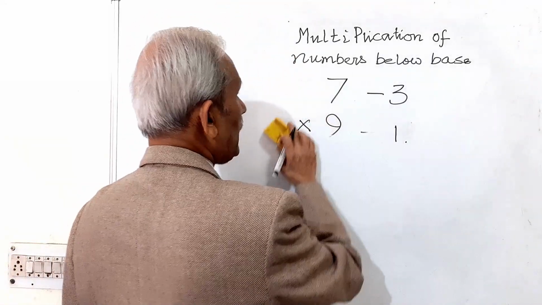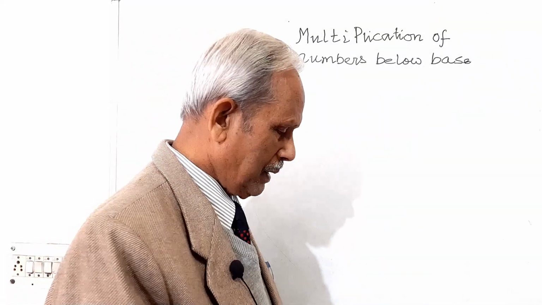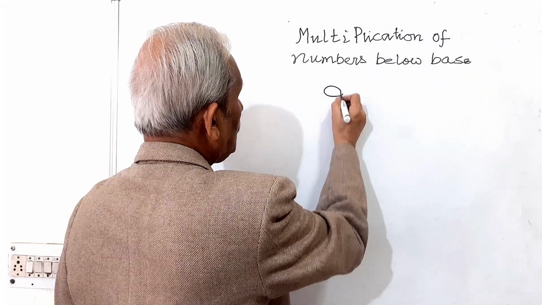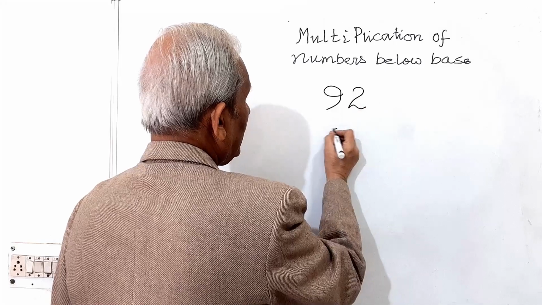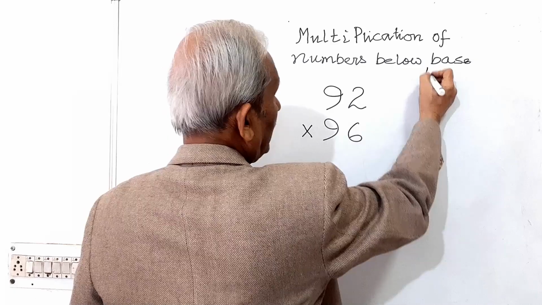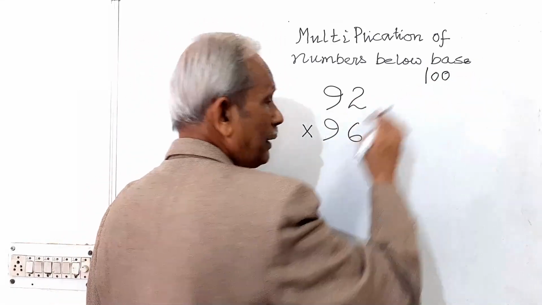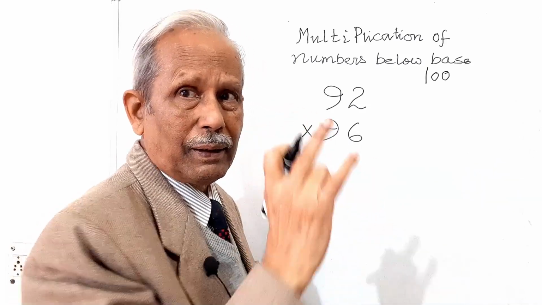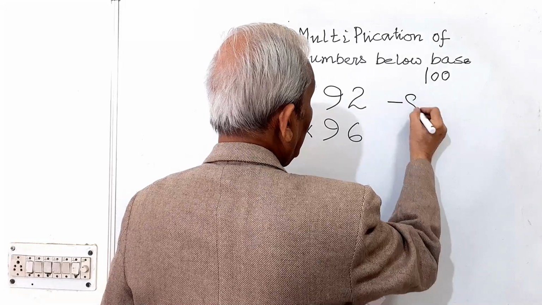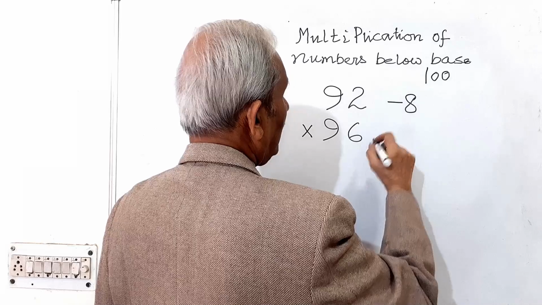Now let us do the same thing with 2 digits. Let us take an example of, say, number 92 and 96. And these two numbers are near common base and the common base is 100. Right? So what you will write here? 92 minus 100. I told you 92 minus 100. The number minus the base. 92 minus 100 is minus 8. And 96 minus 100 is what? Minus 4.